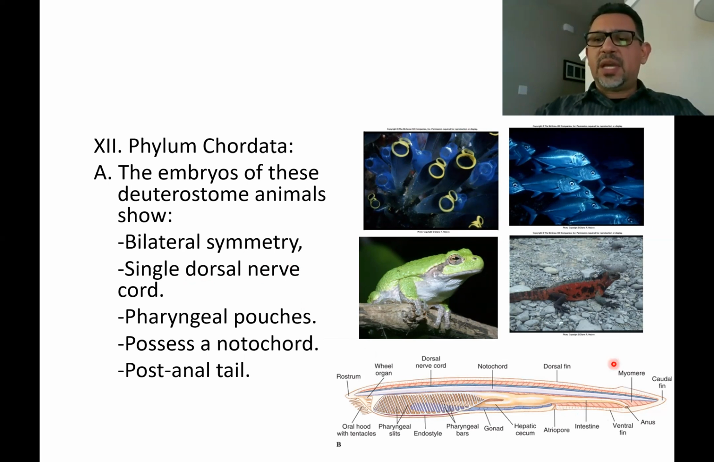They are going to have a post-anal tail, at least during development. As embryos, most embryos and larval stages of chordates, even those who don't have a tail as adults, are going to have this post-anal tail. And also during development, there are going to be like slits on the throat region, again, at least during the embryo development, that we call pharyngeal pouches or pharyngeal slits.